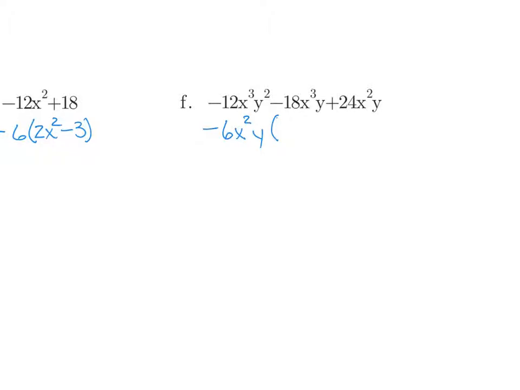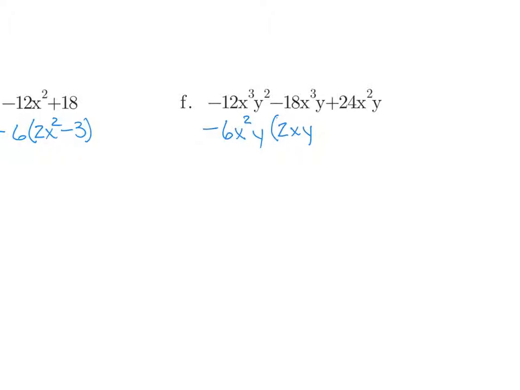Now let's go ahead and divide each term by negative 6 x squared y. So the first term, negative 12 divided by negative 6 is positive 2. X cubed, if we have 3 x's and we take 2 away, we're left with 1. If we have 2 y's and take 1 away, we're left with 1. So our first term is 2xy.